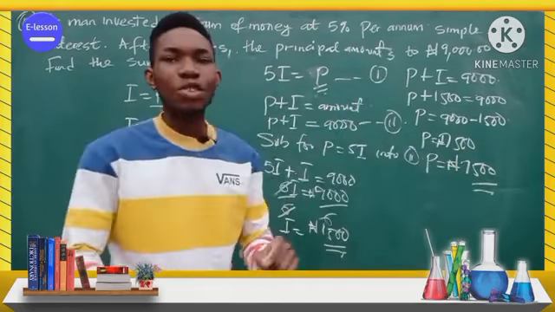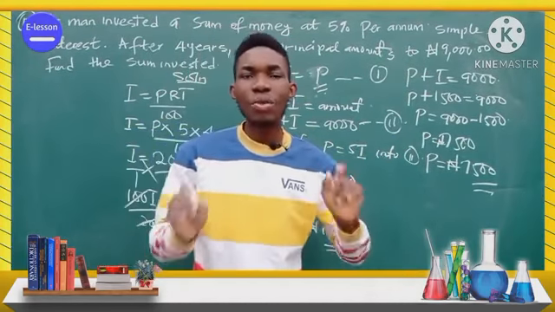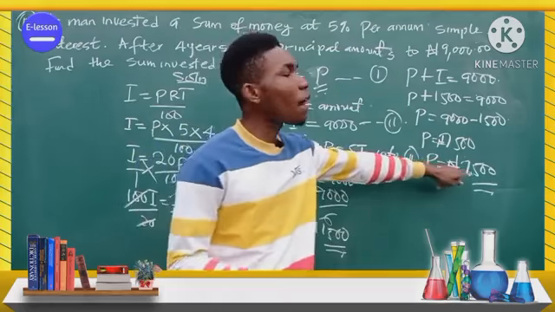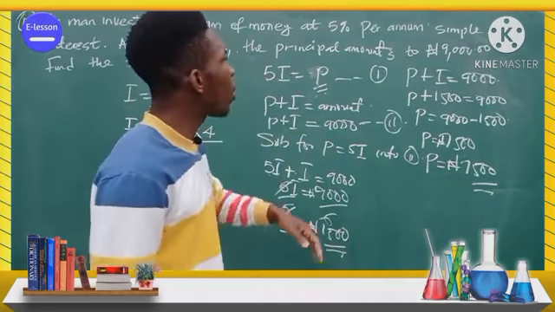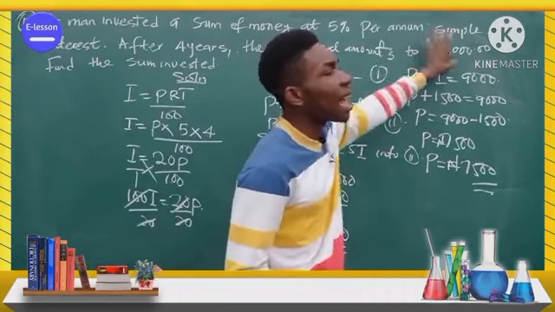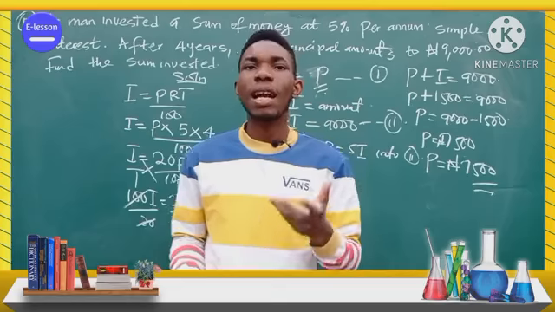So this is your final answer, or this is your principal. That is to say that you started with 7,500 naira, and after 4 years, the money summed up to 9,000 naira after the interest of 1,500 naira was added.